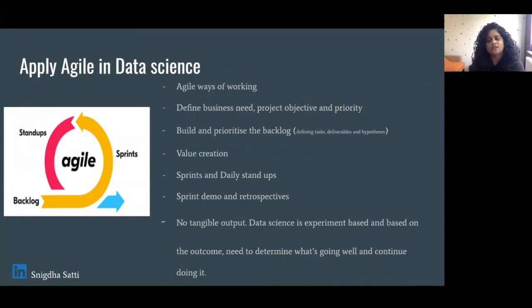Along with that, we introduced sprints and daily stand-ups. Daily stand-ups were very, very useful because the team was not talking to each other. And as soon as we started the stand-ups, we realized that they were able to help each other out with many issues that they were facing, and many of them were facing similar issues. So at least by talking, they were able to help each other out.